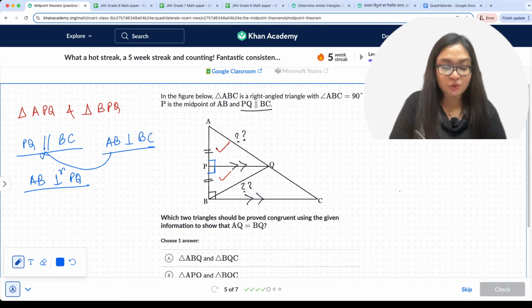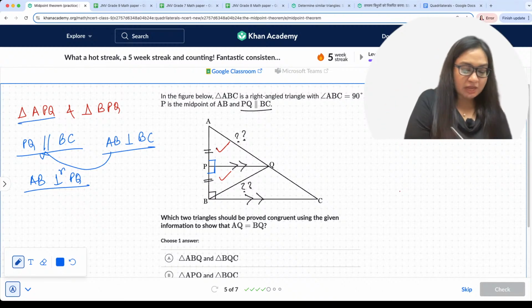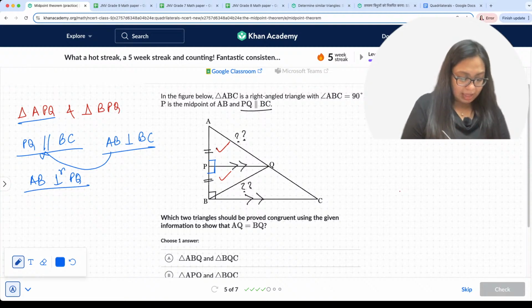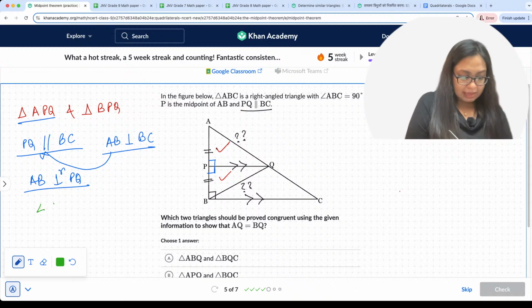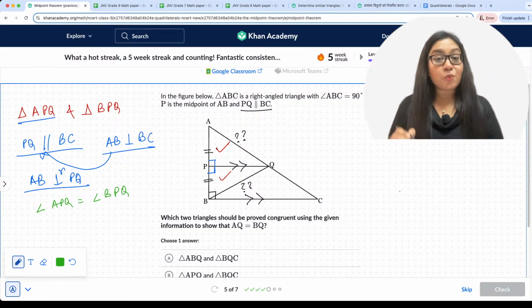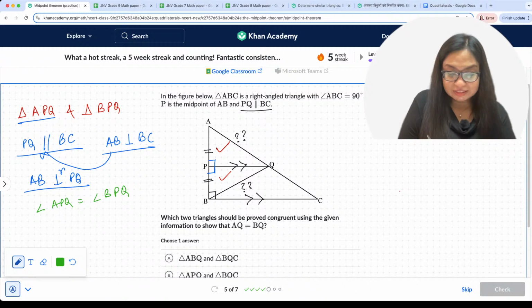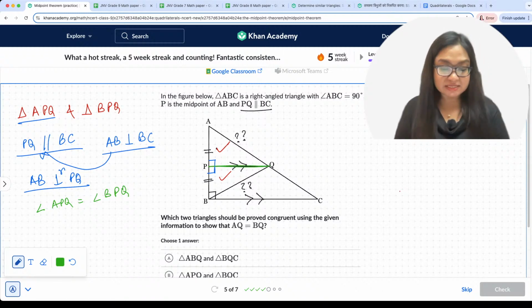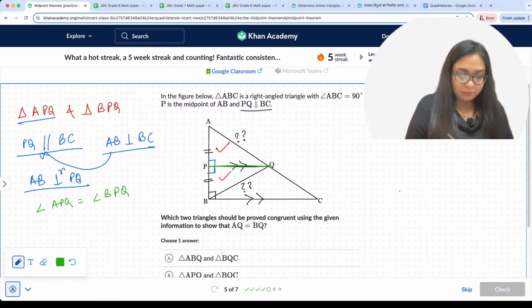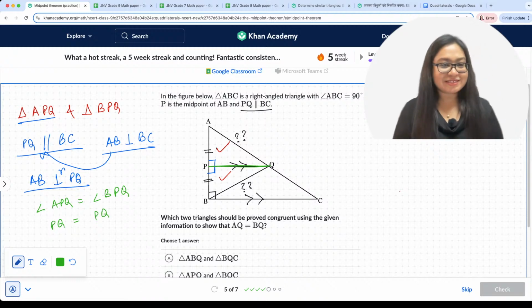Correct? So both of these are right angle triangles. I can say that angle APQ is equal to angle BPQ, right? Two angles are equal. What else do we have? We have this as the common side, correct? So this is a common side, and we have side PQ equal to PQ.